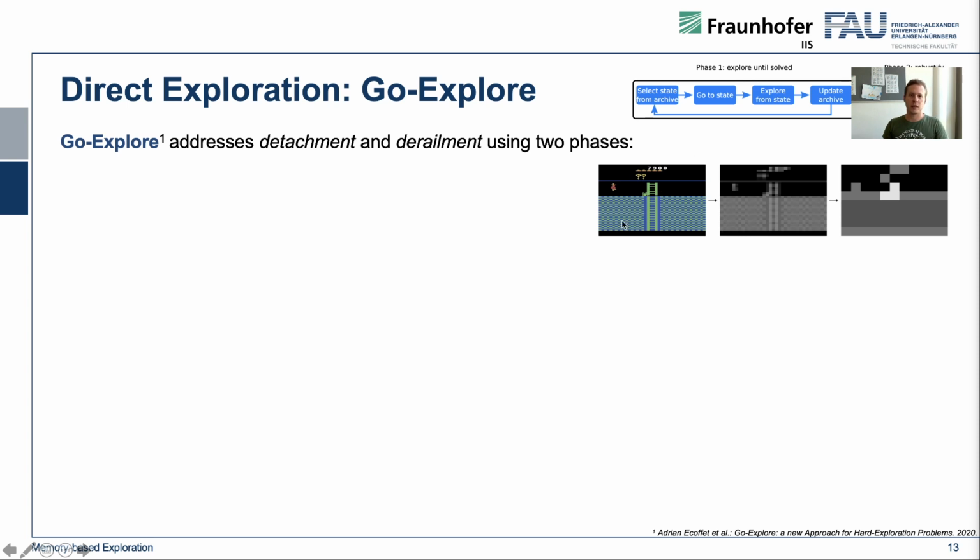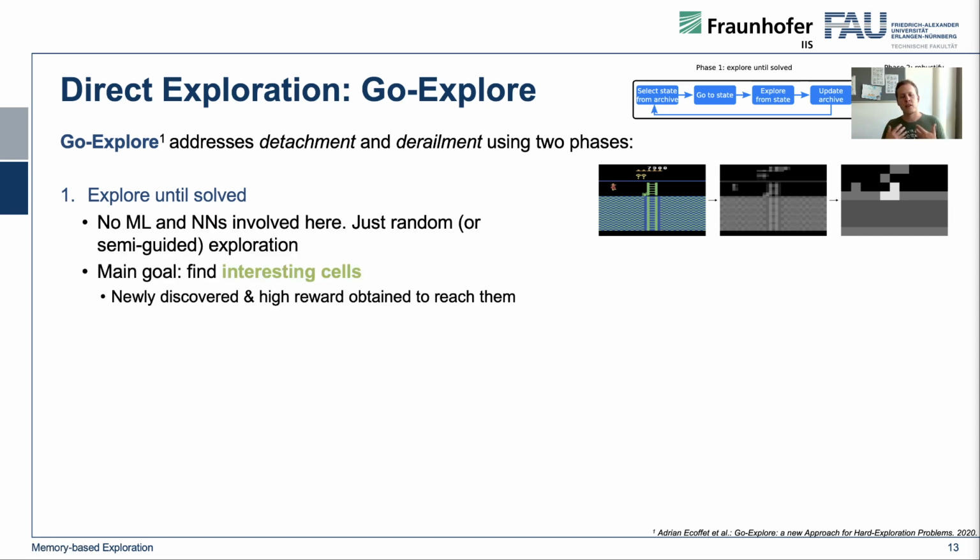And what you see here is a screenshot of Montezuma's Revenge. What they do is take the observation and scale it down to an 11 times 8 pixel image, with each pixel having an intensity of 8 different values. So it's a 3-bit representation. They then run the first step, which is called explore until solved. In this step there's no machine learning involved and no neural networks. It's just a random or semi-guided exploration of the agent in the environment.